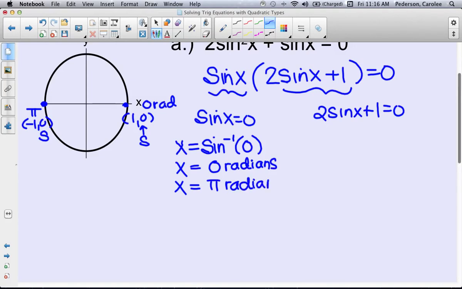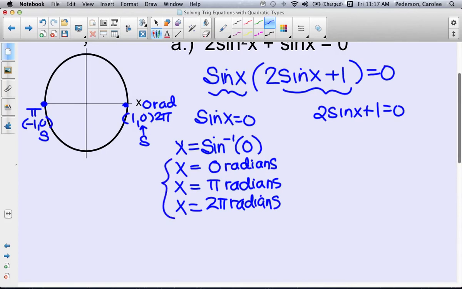And then if we continue around the circle, we're making our way back to what you can think of as your starting point. This is also coterminal to 0 radians. So our third solution is 2 pi radians. So there's 3 possible solutions.